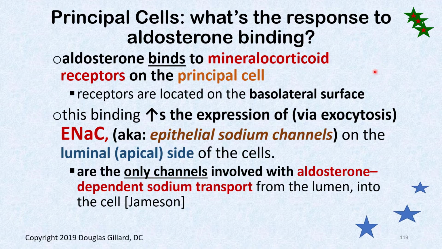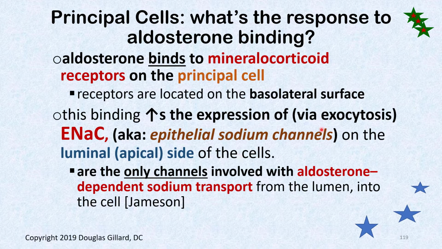What's the response to aldosterone binding on these principal cells? Well, aldosterone binds to mineralocorticoid receptors, MR receptors. They're located on the principal cell, specifically on the basolateral surface of the principal cell. And this binding causes a bunch of stuff to happen. The first one we'll talk about is ENaC channels. So the binding increases the genesis of these ENaCs, epithelial sodium channels that live on the luminal or apical part of the cell membrane.